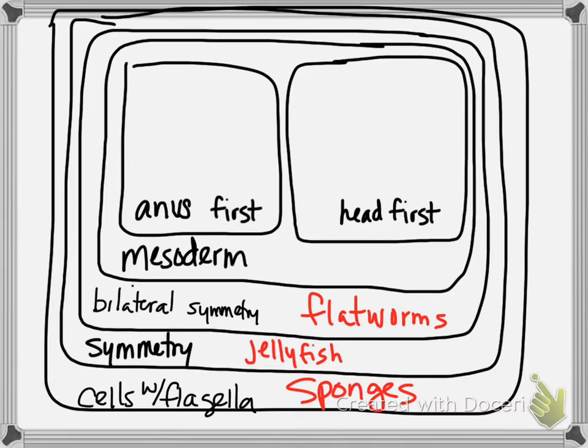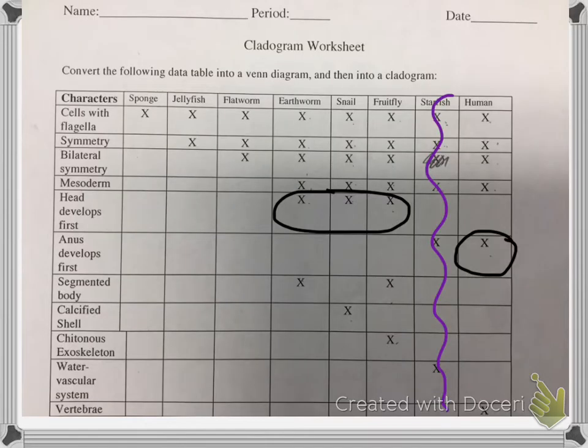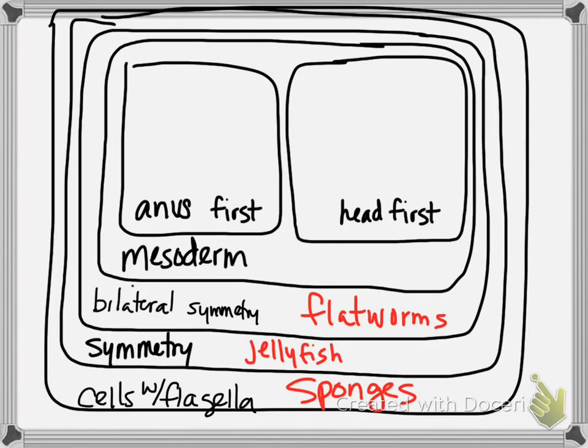So, which organisms, so all of them have a mesoderm. Which organisms that all have a mesoderm were head first? Earthworms, snails, and fruit flies. The humans are the only ones on here that are butt first. So we're special. Well, don't get ahead of yourself.